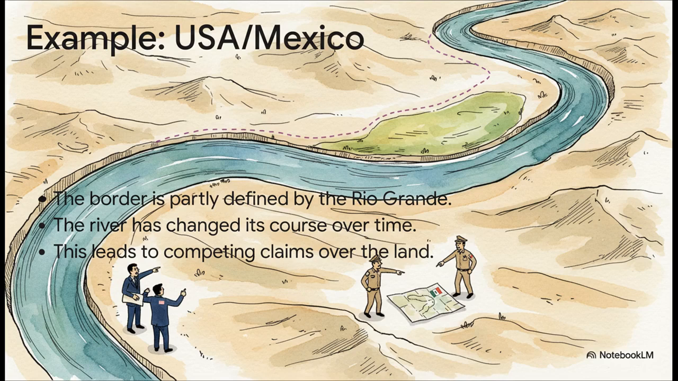The river is the border. But rivers don't stay still, they shift their course over the years. So when the Rio Grande moves, who gets the new land that just appeared on one side? And who just lost the land that's now underwater? This creates constant arguments over who owns what piece of dirt.